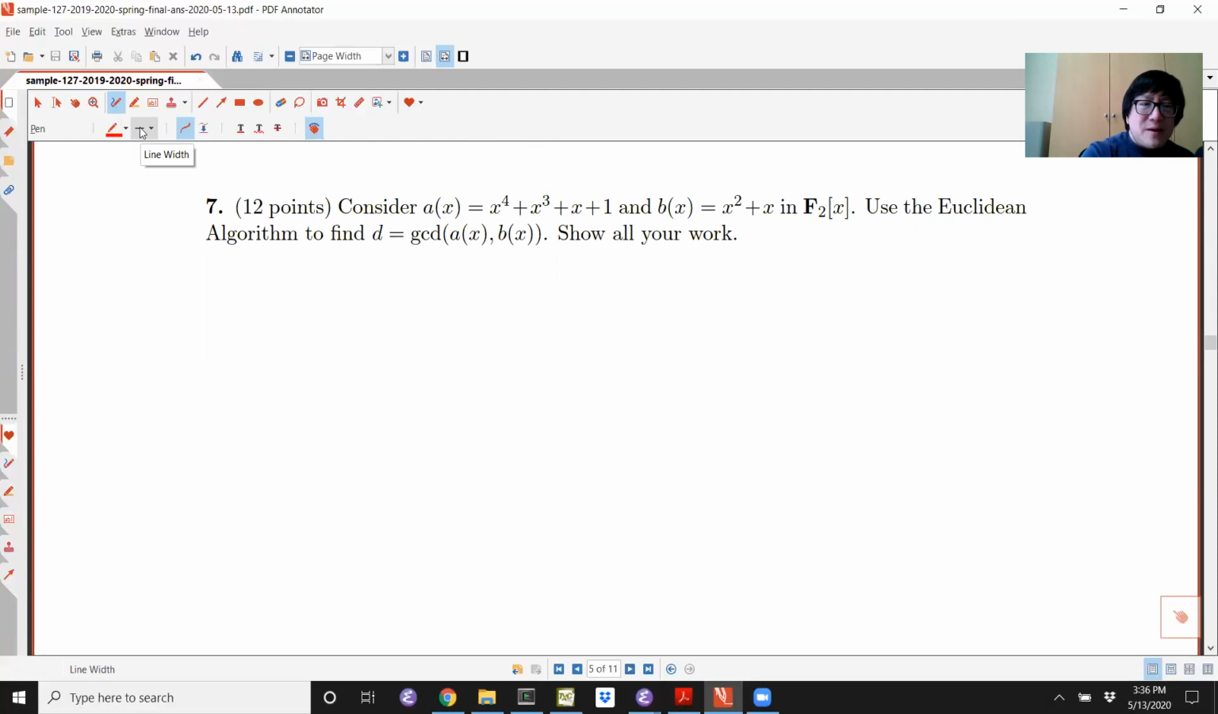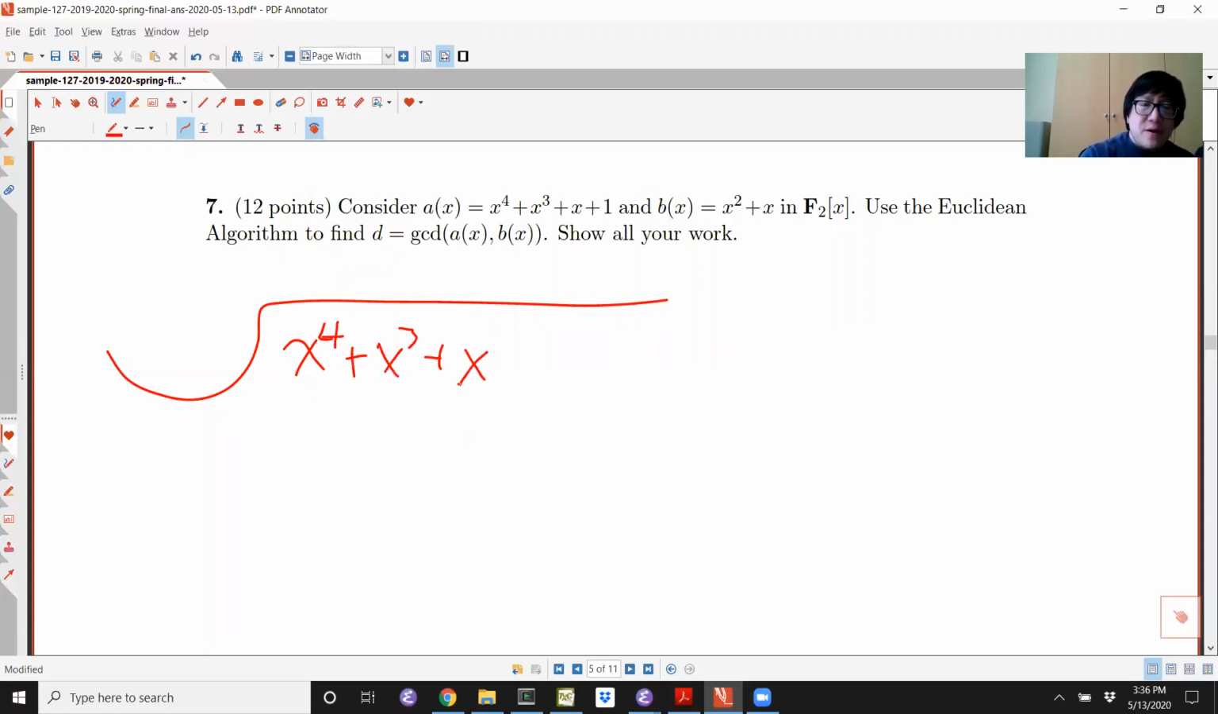All right, so the way you do this with polynomials is I want to keep doing repeated division with remainder, and then remember between each time.